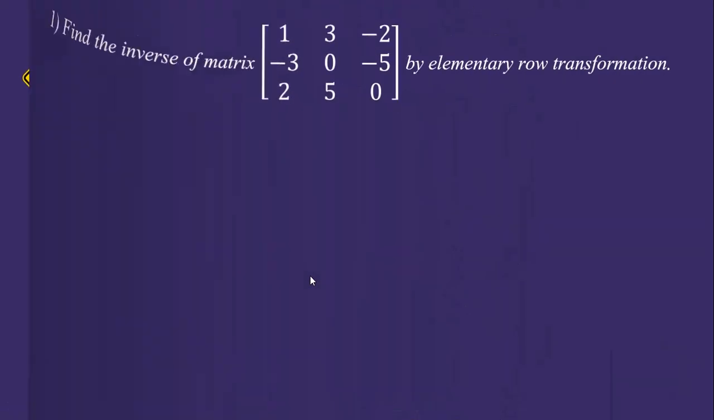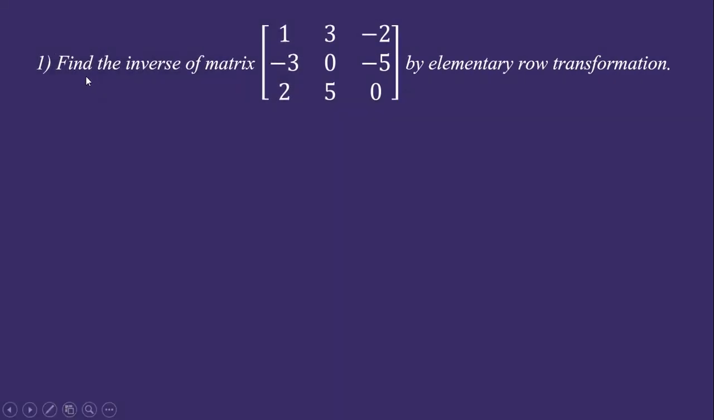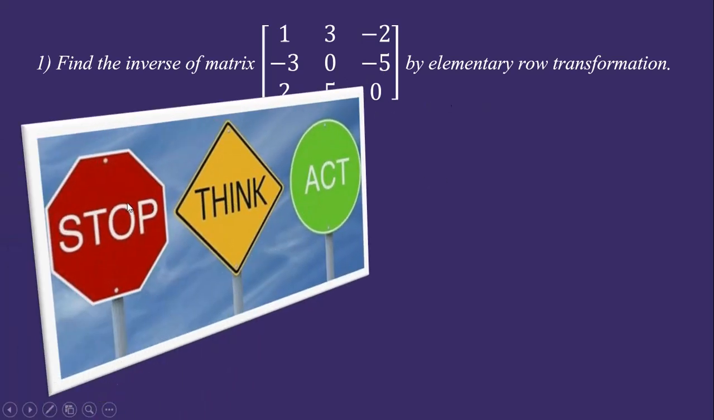Okay. Now, first example: find the inverse of the matrix 1, 3, minus 2, minus 3, 0, minus 5, 2, 5, 0 by elementary row transformation. Okay, we get the signal: stop, think, act. So before finding the inverse, we have to check whether this matrix is invertible or not. For that, we find its determinant. If it is non-zero, then we say that this is a non-singular matrix, and then we can find its inverse.